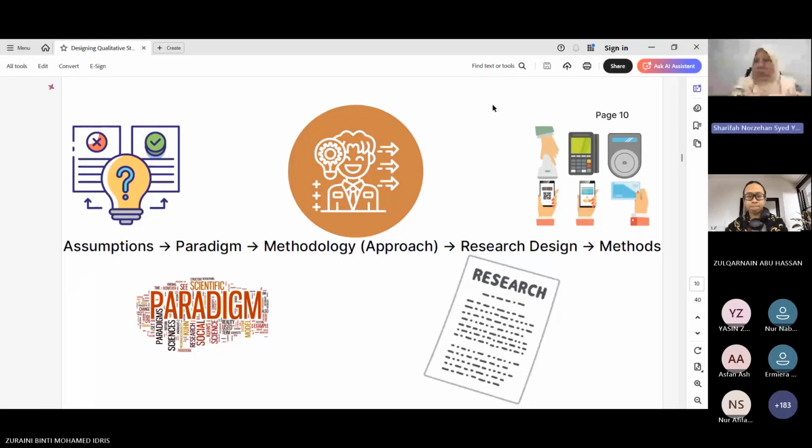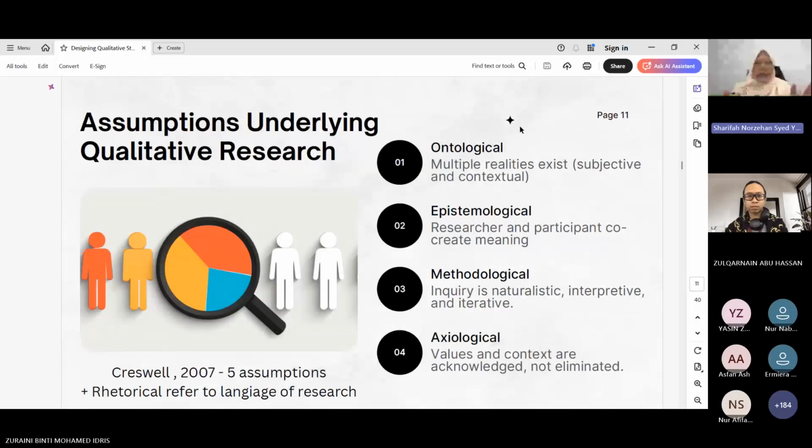Why do we need to start with assumptions? What are the underlying assumptions for qualitative research? That will be in your next slide, page 11. Generally, there are four assumptions, but it depends on the book that you read. Creswell, for example, refers to the rhetorical assumption as the language of research. Most books will give you these four particular assumptions. What are these assumptions?